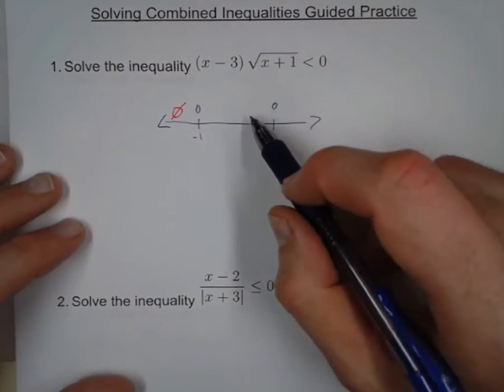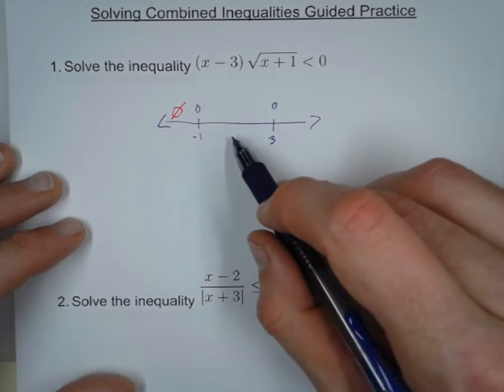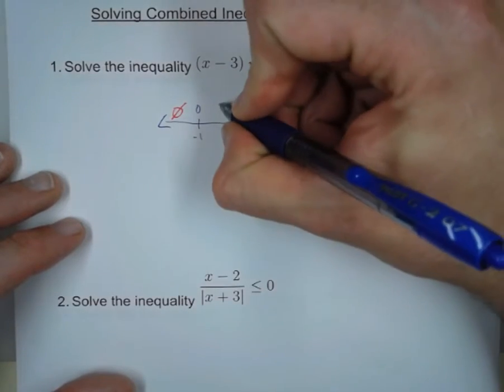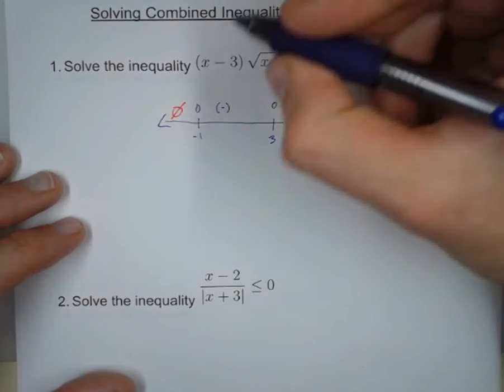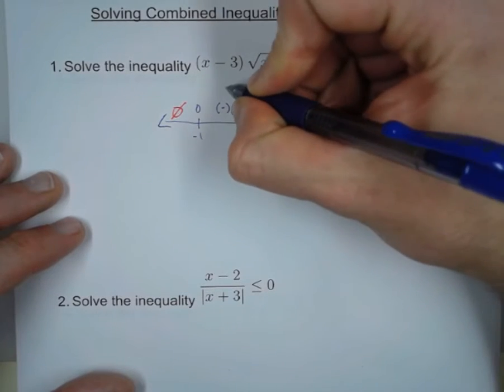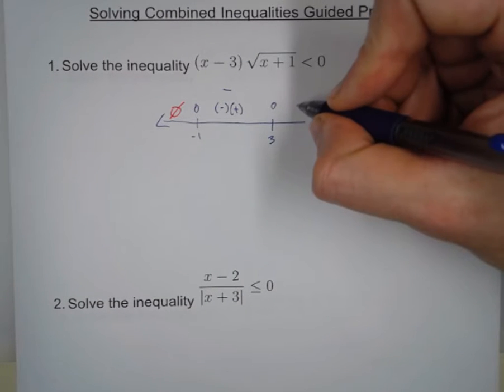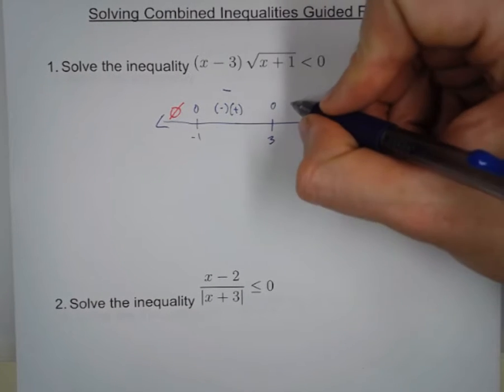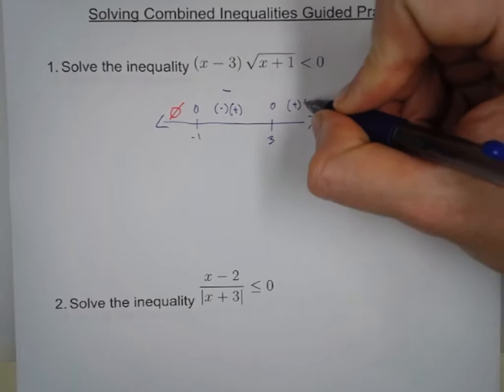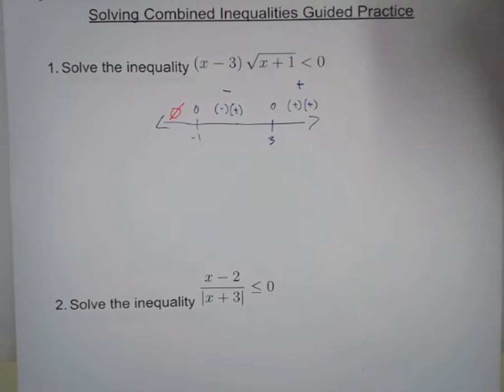So now I have to fill in these 2 intervals. So let's say I plug in 0. So 0 here is going to be a negative. 0 here is going to make that a positive. So that means this interval is negative. And then over here, this interval, if I plug in 4, that's plus. And 4 over here, that's plus, so that means this interval is positive.